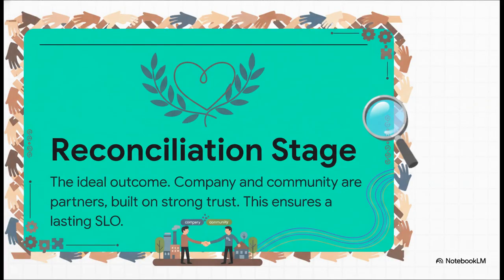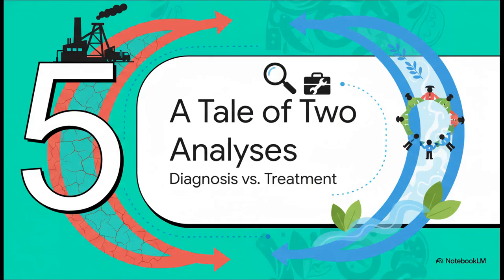And that brings us to the ultimate goal: reconciliation. This is so much more than just the absence of conflict. It's a true partnership. The company and the community are actually good neighbors, working together based on real trust and respect. This is what it looks like to have a lasting social license to operate, that ongoing permission from the community to be there.